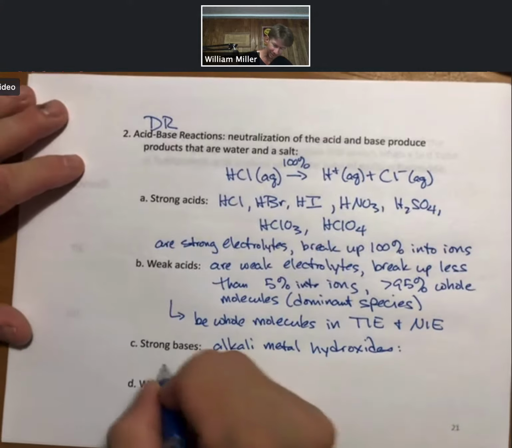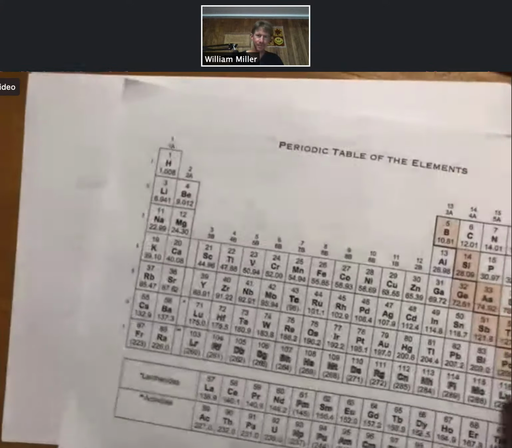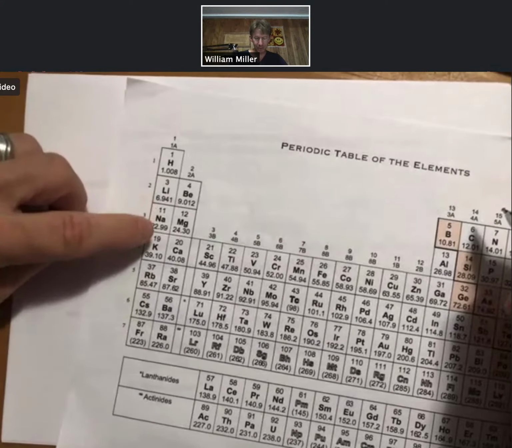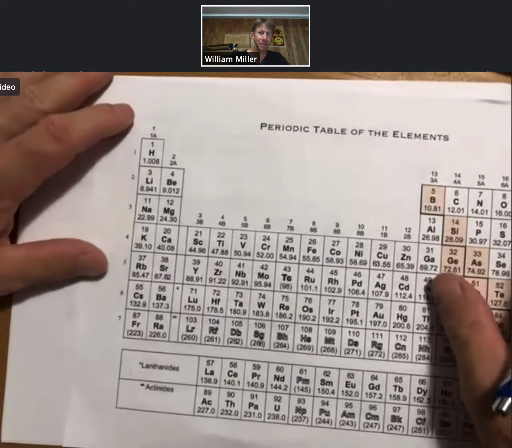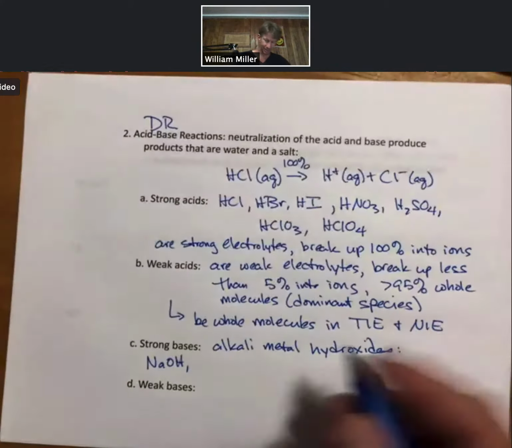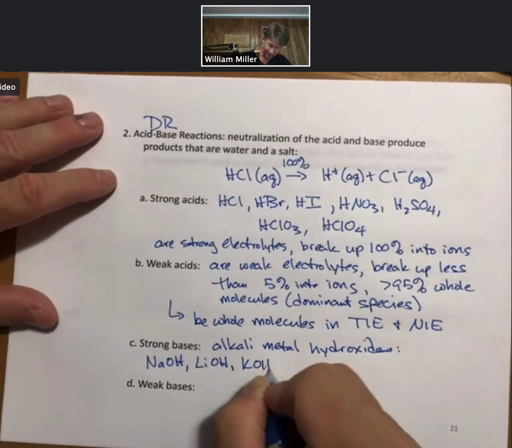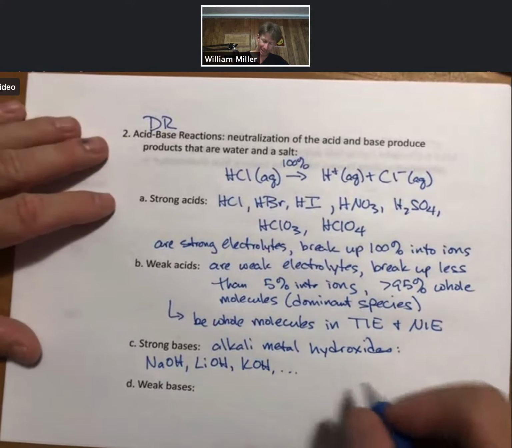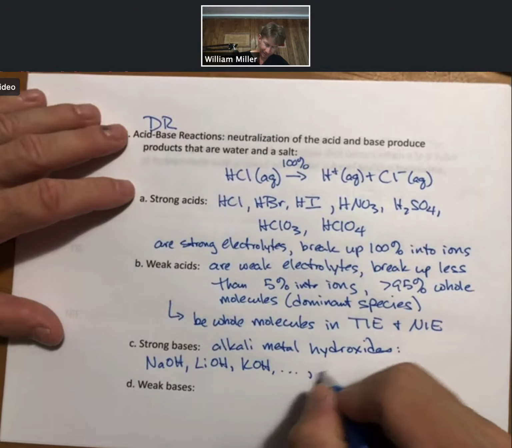And so as examples, you can take your periodic table, you can go down the alkali metals: lithium hydroxide, sodium hydroxide, potassium, rubidium, and cesium hydroxide. Those are the only strong bases you will see. Lithium hydroxide, potassium hydroxide, and strong bases are strong electrolytes.